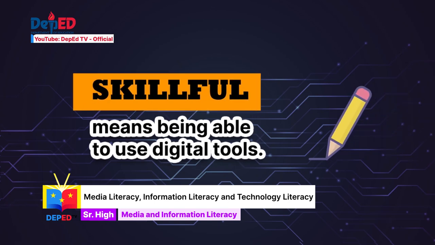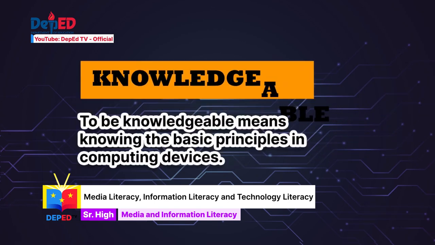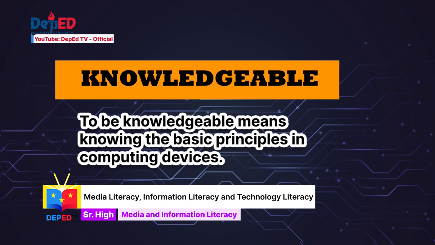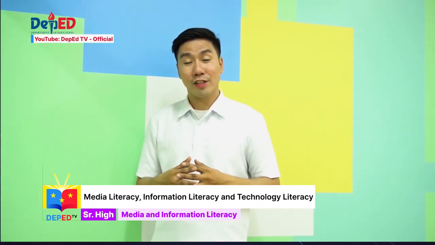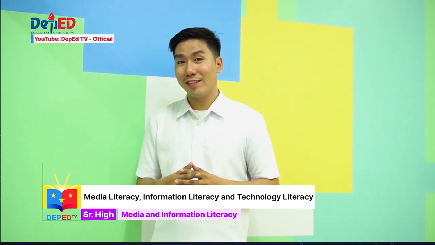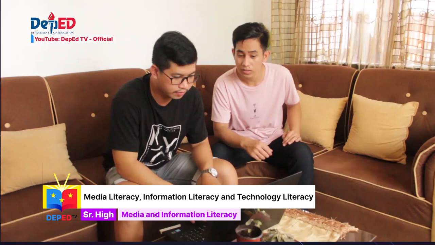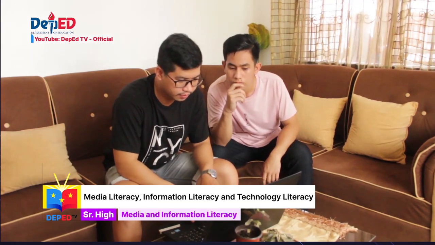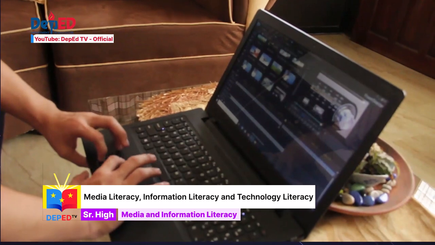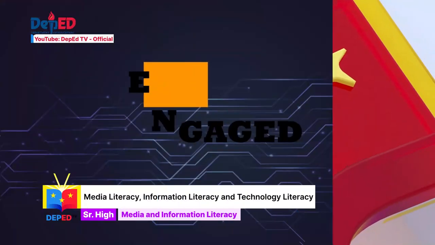Skillful. You must be skillful in the use of digital tools. Knowledgeable. You must know basic principles in computing devices. The skill and knowledge about something is a pair we cannot separate. For example, in order for Paul to accomplish his tasks, he needs to know how to edit videos through his laptop. Paul became skilled in editing by observing his older brother using his digital tools.